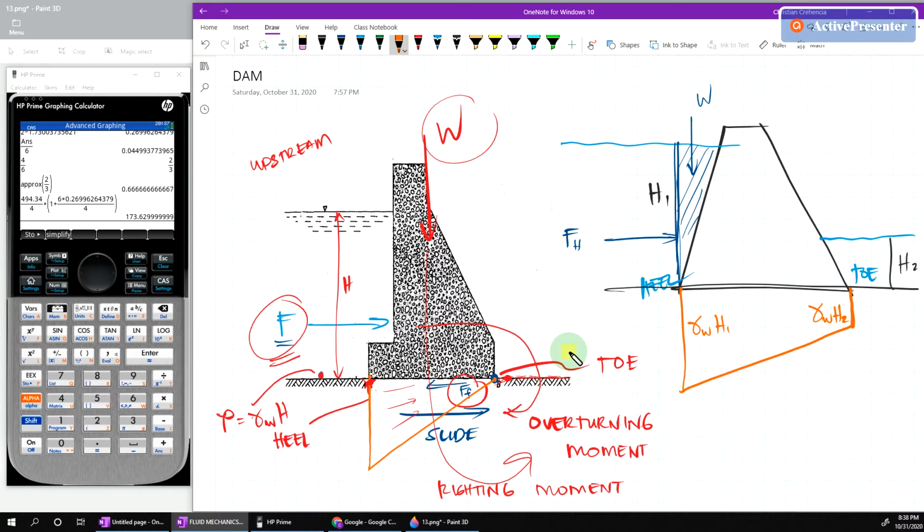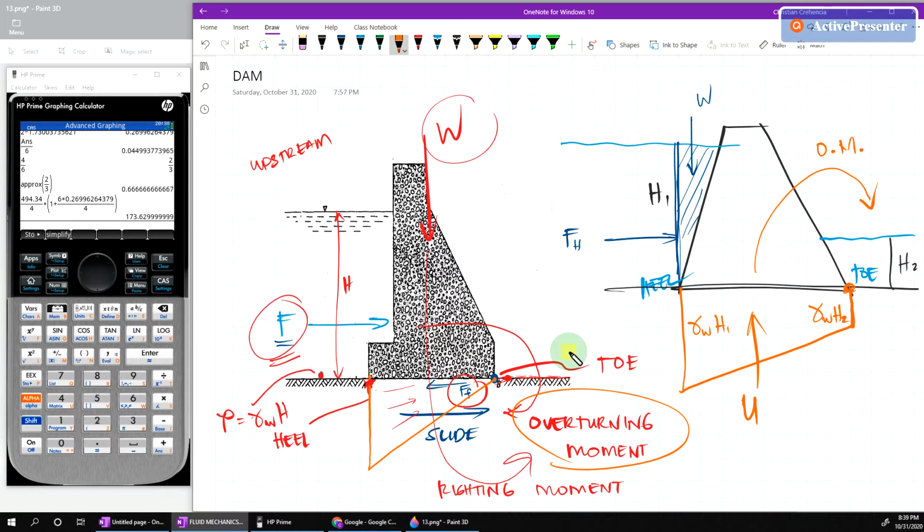Okay, this uplift force U will cause what moment? So diba, dito tayo moment sa toe, so that will cause overturning, so additional overturning moment. Okay, so kaya as much as possible nililimit natin yung magnitude ng uplift force, kung meron man, kung hindi man maiwasan, so nire-reduce natin.